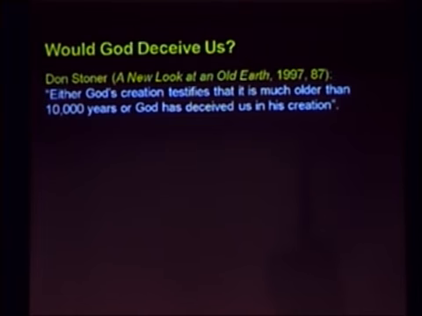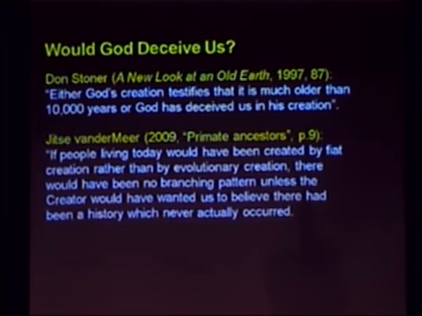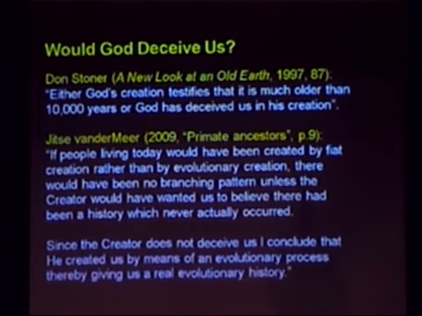Now, the common argument against it is that God can't create a mature universe, because if he did so, it would be deceptive. So Don Stoner has written, either God's creation testifies it's much older than 10,000 years, or God has deceived us in his creation. And this person writes, if people living today would have been created by fiat creation rather than evolutionary, there would have been no branching pattern, etc. But he argues that since God does not deceive us, I conclude that he created us through evolution. So again, it's the same argument that God doesn't deceive us.